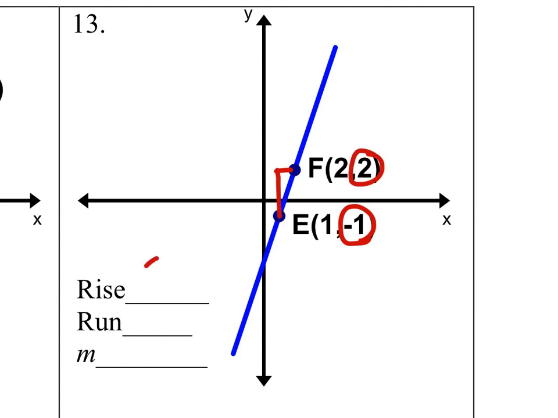So that means we're going to go up 3. Now the run, is everyone good on the 3 there? Yes. I went from negative 1 up to 2. Now the run, I'm going to start at this 1 right here, and I'm going to go to the right to 2. So my run is 1. Well, 3 divided by 1 is 3.